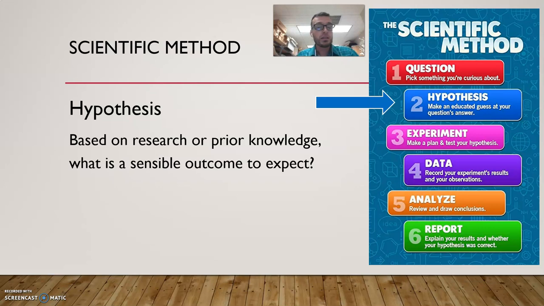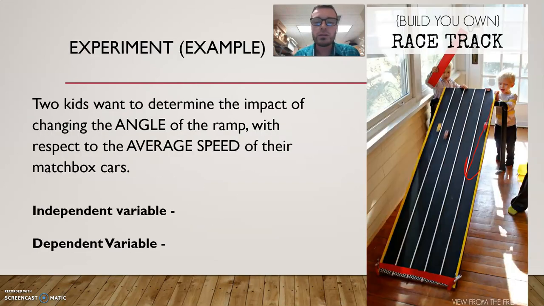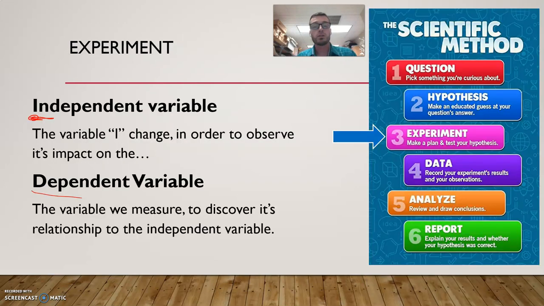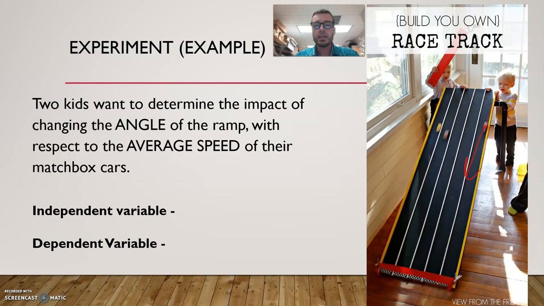I say, I'm going to investigate this, and I imagine that what we're going to see is that as the ramp gets steeper, the cars will go faster. All right. Now let's talk about, in this particular scenario, because it helps to have an example, what are the independent and dependent variables? Well, what's the variable that I am going to change? I am going to change the angle of the ramp.